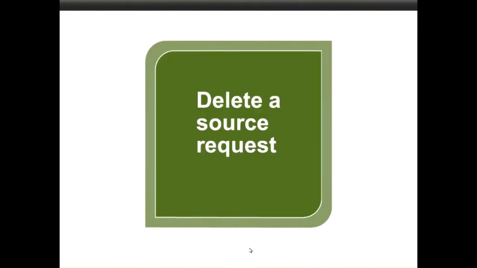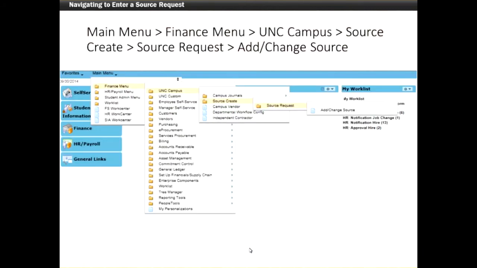Great. So let's switch gears now, and take a look at deleting a source request. Remember that e-commerce conference that we were putting together and we had only saved it? We've decided that source is no longer necessary. Possibly it's a duplicate, or you're no longer going to go forward with that conference. So again, we're going to navigate just like we did before from the main menu, finance menu, UNC campus, source create, source request, and add or change a source.